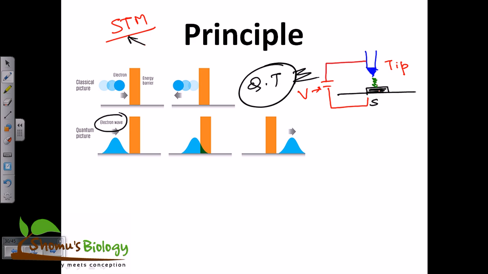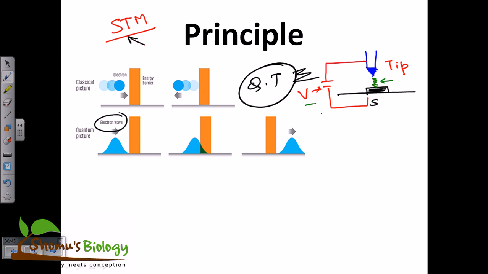Now the amount of electricity that is generated between the tip and the sample is indirectly proportional to the voltage. So if you apply higher voltage, the electrons that will be released will be low. If we use lower voltage, the current flow will be high, right? So they have indirect proportionality between the voltage and the current flow, right?